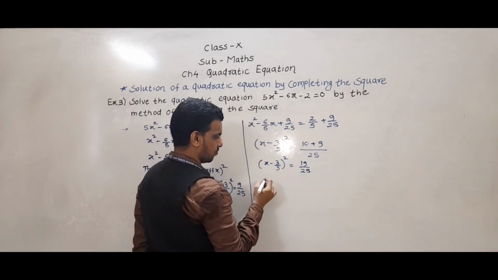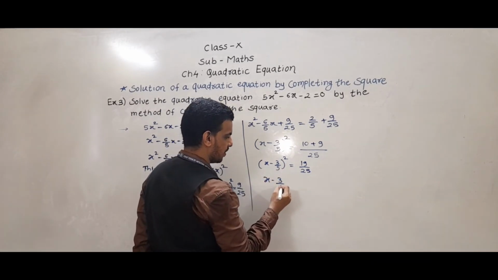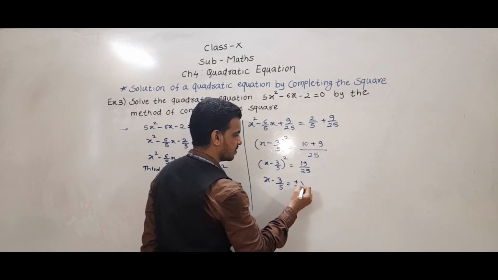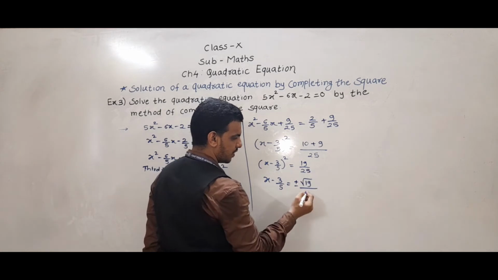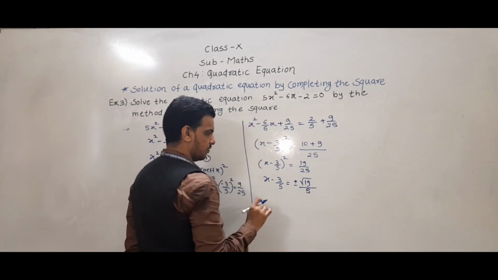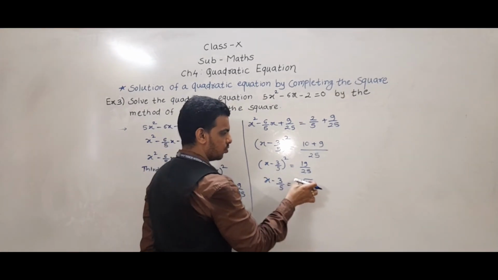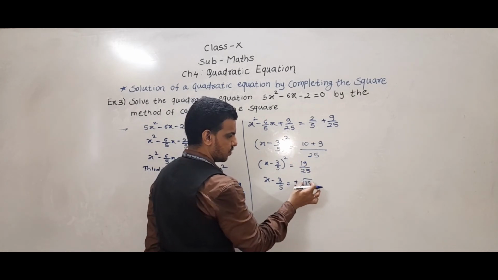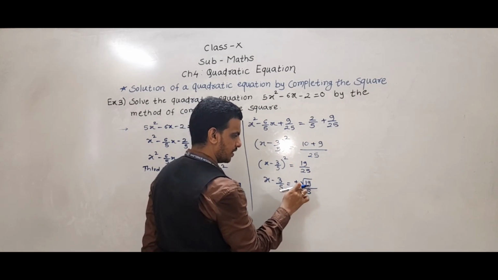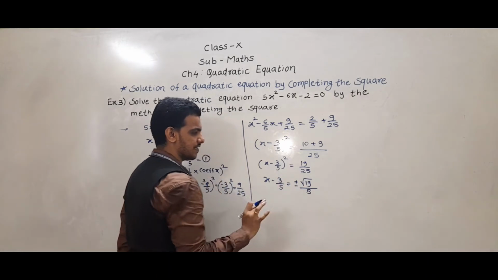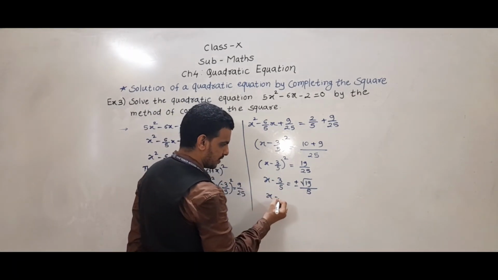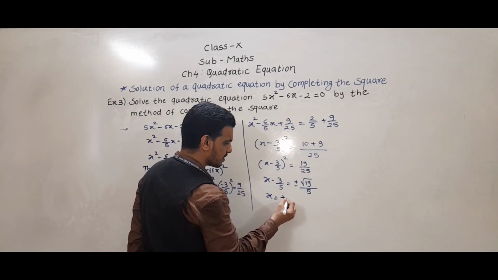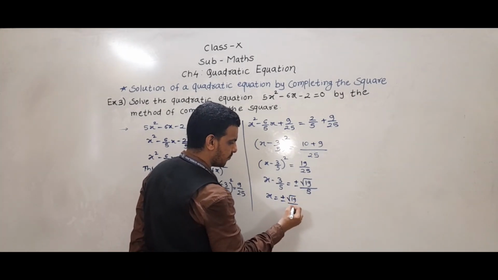If we take the square root on both sides, x minus 3 by 5 is equal to plus minus root 19 divided by the square root of 25, which is 5. Okay, 19 is not a perfect square number, so I am keeping this as it is. Now minus 3 by 5 I have to shift there, so x is equal to plus minus root 19 by 5 plus 3 by 5.